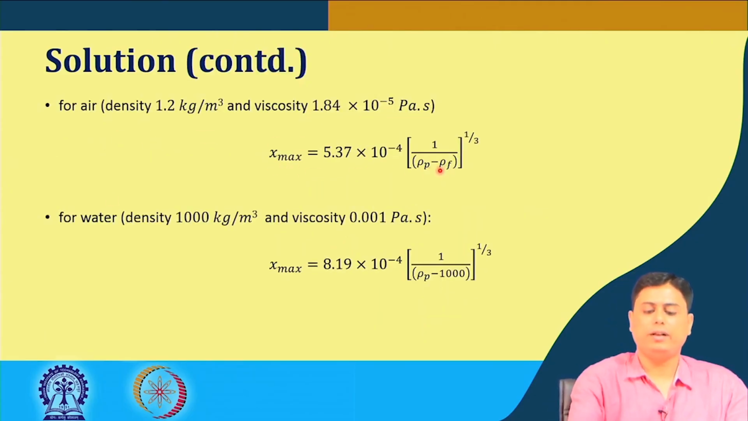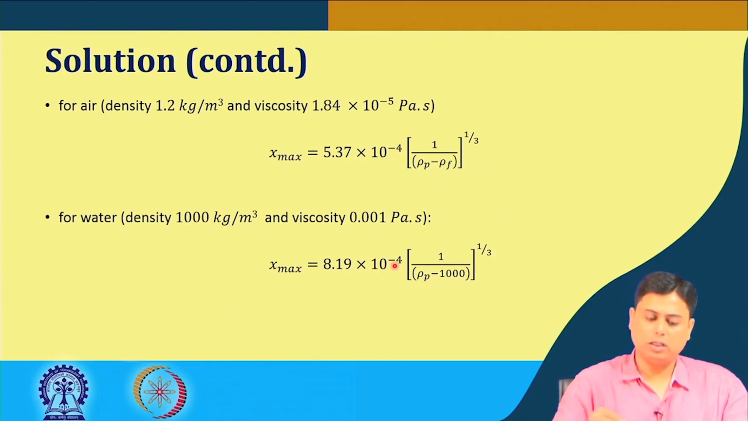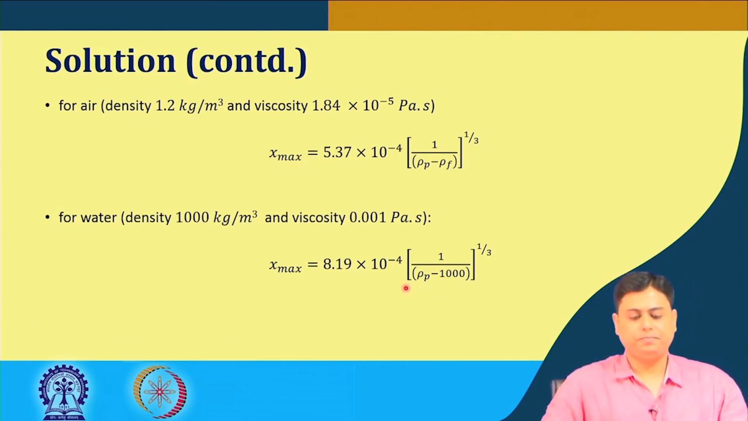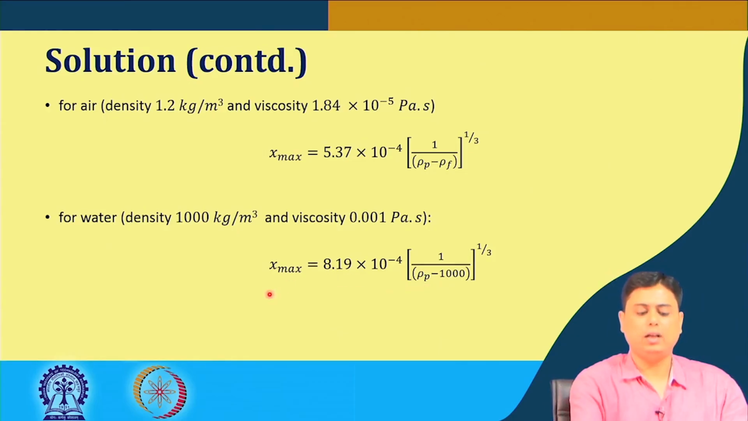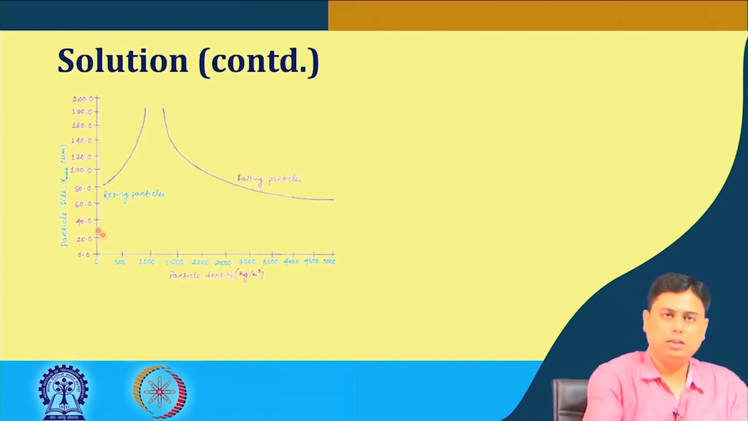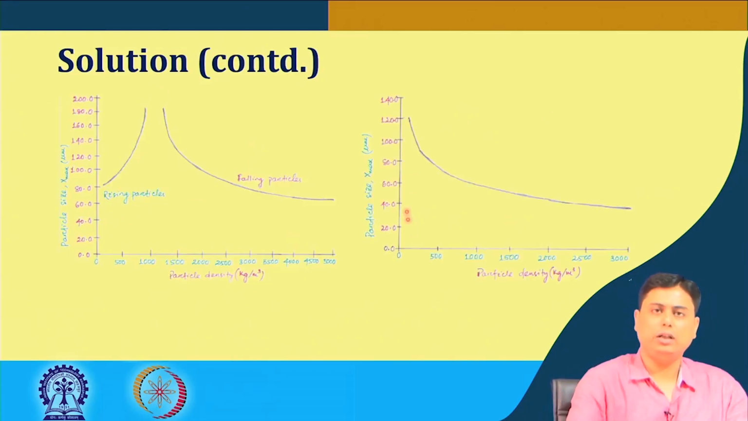This is the expression where rho f is 1.2, and in this case rho p is directly mentioned as 1000. From both expressions we can plot the graph of x versus rho p. The rho p range that was asked is 2 to 8000. For each rho p, or at equal intervals, we can find the x max to get its profile. The profile looks like this in water, and the other one is for air.